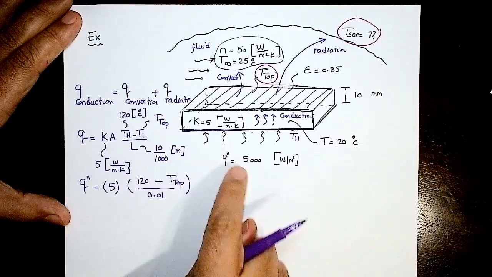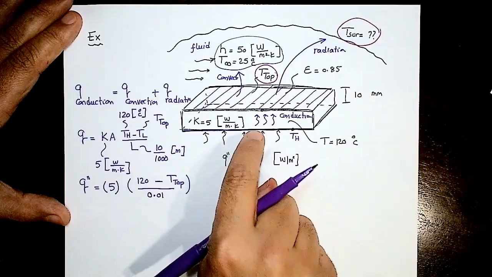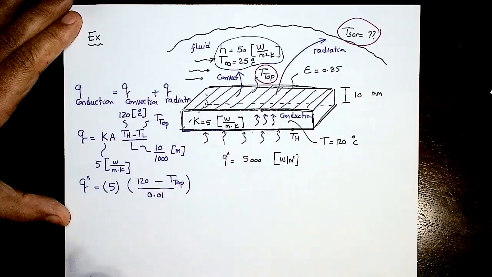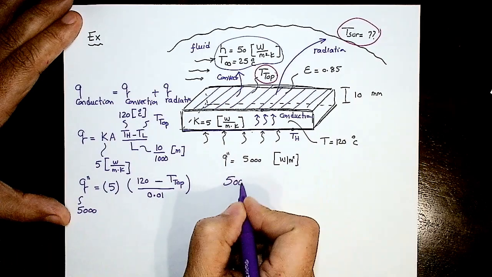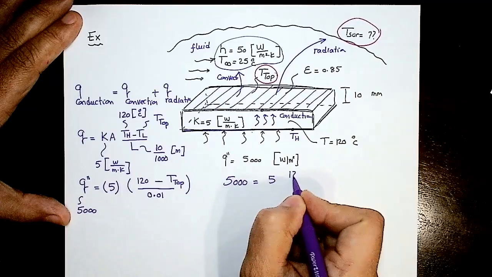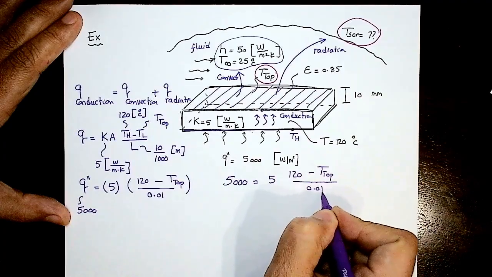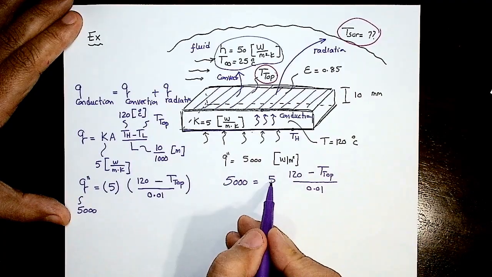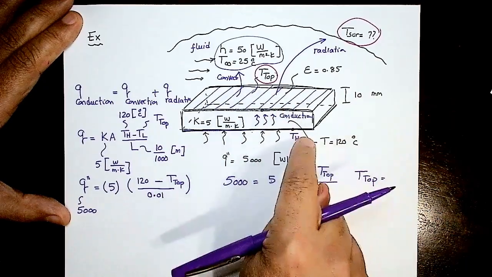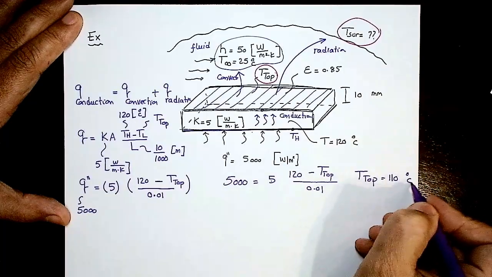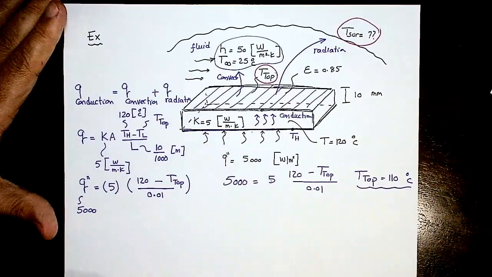What's Q double prime? This is the source of heat flux that's coming in. Because whatever is coming in by the external source will be exactly the same one that's going to be conducted up. So this is actually 5,000. So I can say that 5,000 is simply equal to 5 times 120 minus T top divided by 0.01. So that's going to be 50 divided by 5, that's going to be 10. Then T top will be, I'm expecting the top temperature will be lower than this. So it's going to be actually 110 degrees C. That's T top, just by using conduction here.